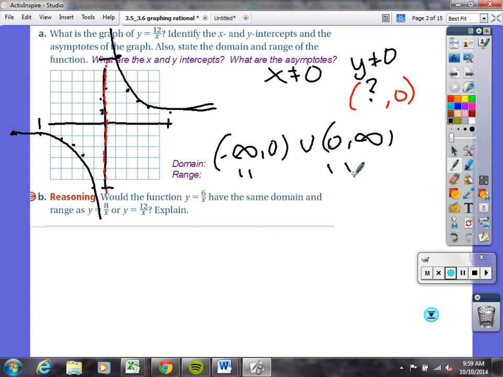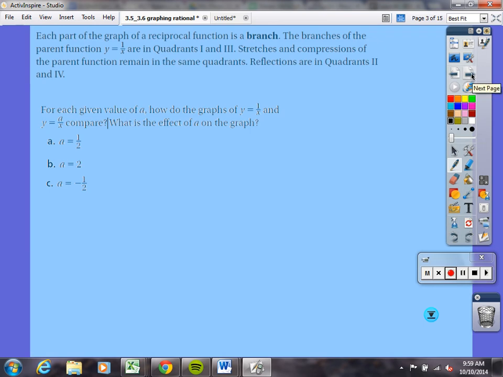So would the functions 6 over x, 8 over x, and 12 over x have different domains? What number can they all not be? They can't be 0, so they all have the same domain. Will they have the same ranges? Still the same ranges, because I still will approach 0 both ways. I can't touch them. All that does is stretch them, makes it go faster, right? Obviously 12 grows faster than 8 does, than 6 does. Make sense? Okay, next one.